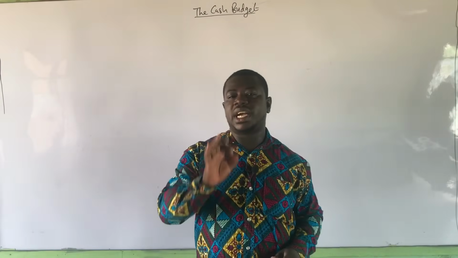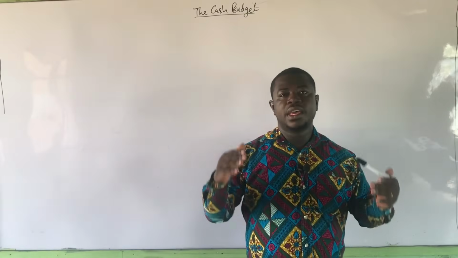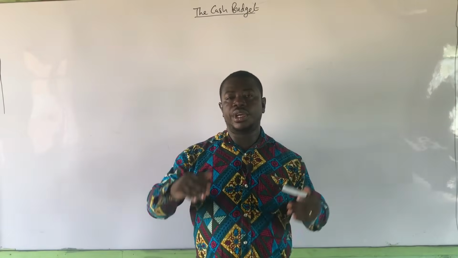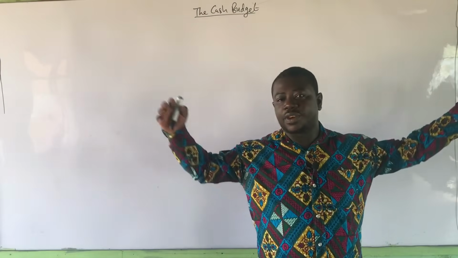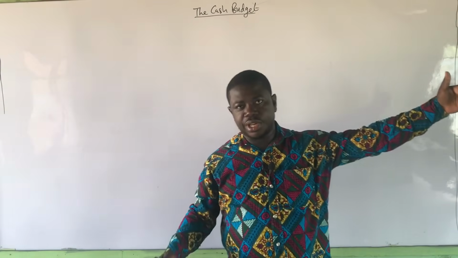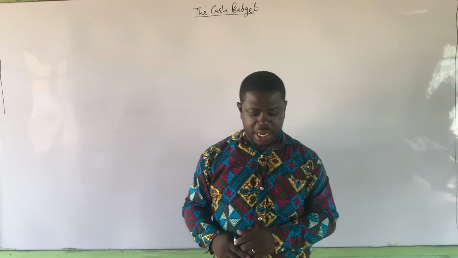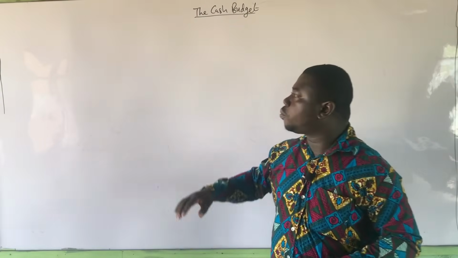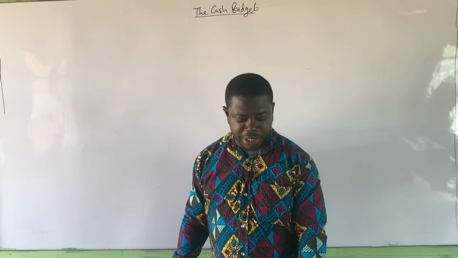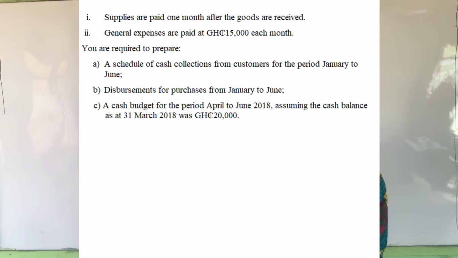Now we are preparing cash budget for 3 months: April, May and June. But then we need to do the analysis for the 6 months period from January to June for the cash collection from debtors. So that is going to be our first workings. We are told to prepare a schedule of cash collections from customers for the period January to June.